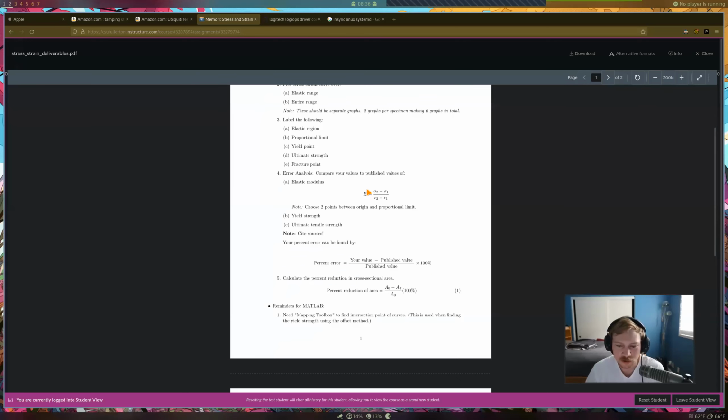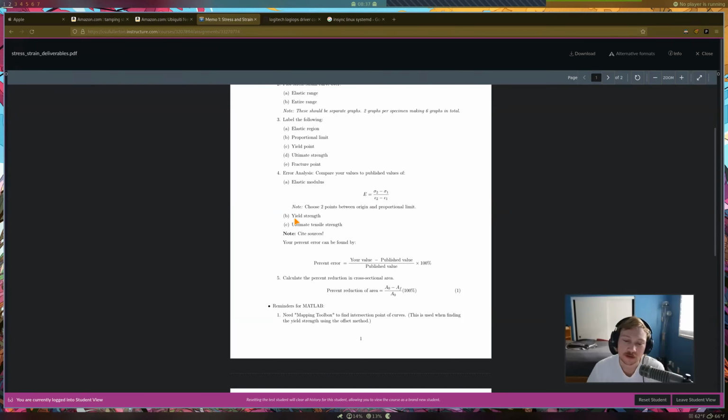Next thing is your percent error. So in the video I show you guys how to calculate the elastic modulus using this formula here. We talked about that in our first lecture. So we're doing sigma 2 minus sigma 1 over epsilon 2 minus epsilon 1. Again, I show you how to do that in the video. So we calculate that, and then we compare it to a published value and get the percent error.